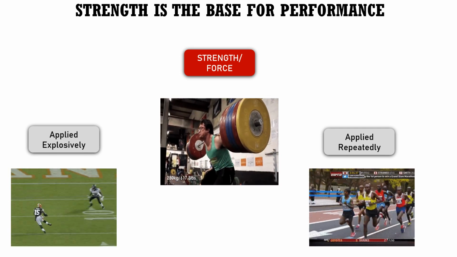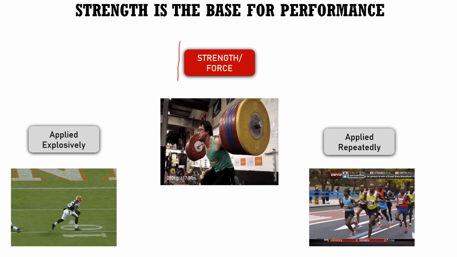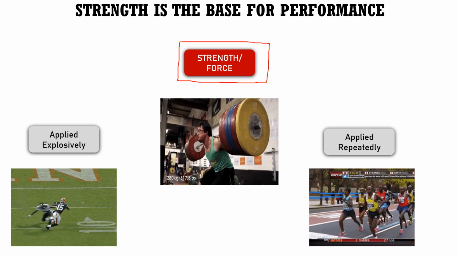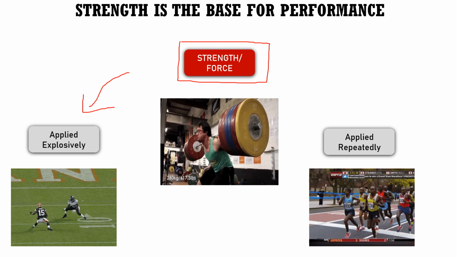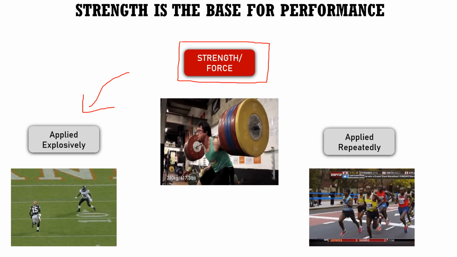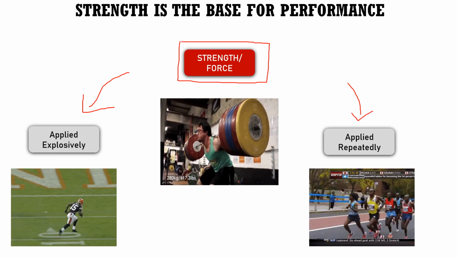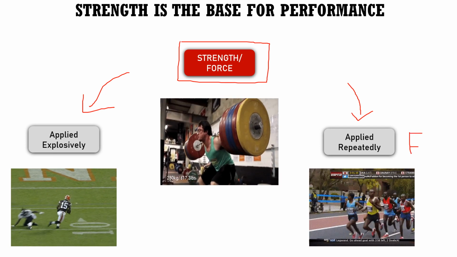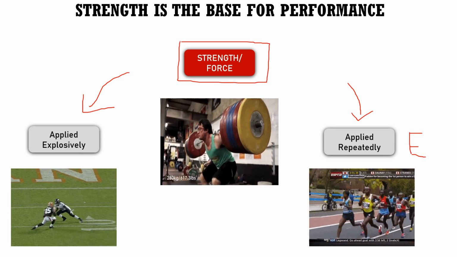Strength is the base for performance, and strength in this regard is referring to the maximum force that somebody can produce. But if we think about performance, it is really predicated on power, which is the explosive application of force. This is where we're thinking about sprinting, vertical jump, change of direction, etc. Or performance involves the repeated application of force, which of course is endurance. So in this regard, we're looking at force or maximum strength as being the base for performance.